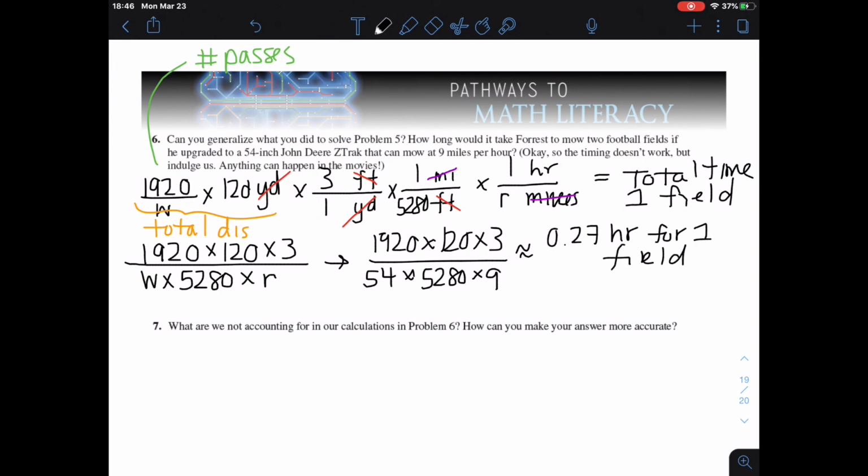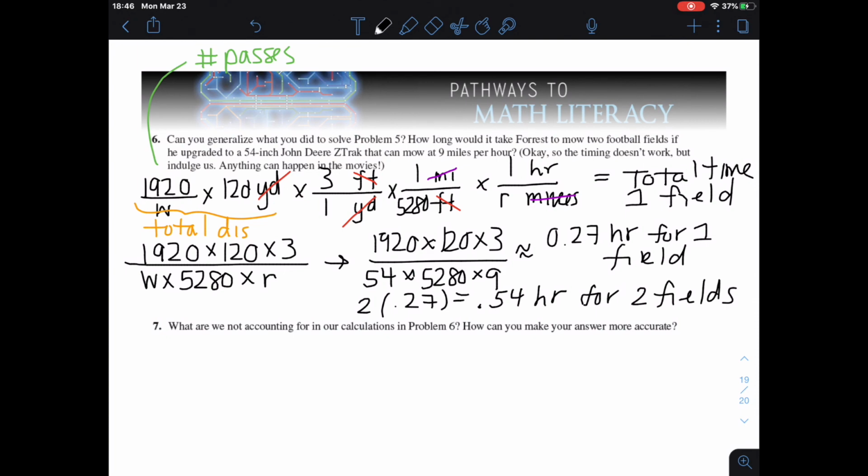So if he wants 2 fields, you would take this time and multiply it by 2. So it would be 0.54 hours for 2 fields. This is pretty decent. It's not perfect though, because again, it doesn't take every single piece into account.